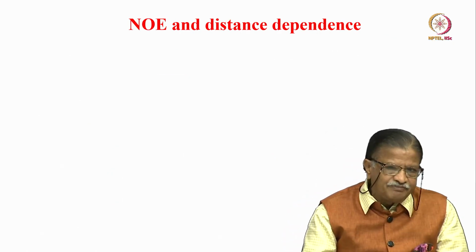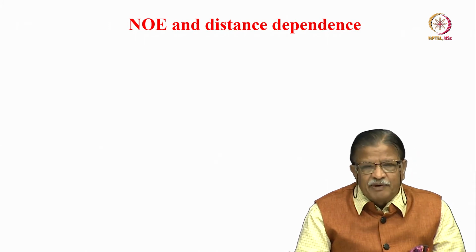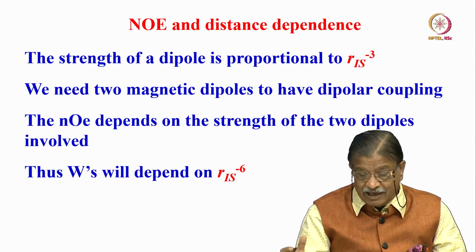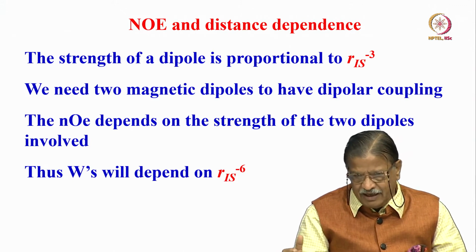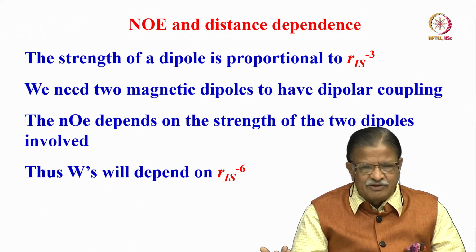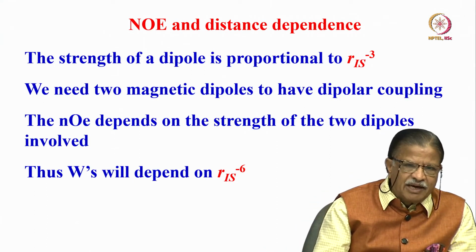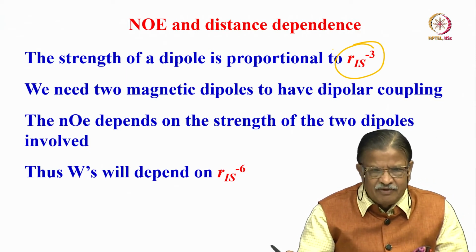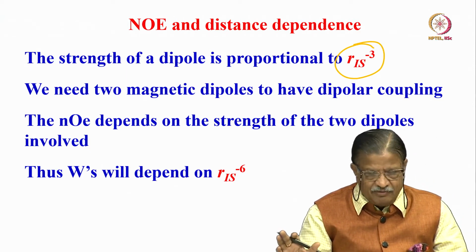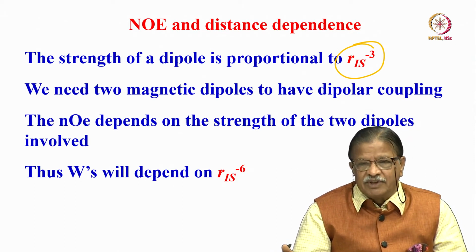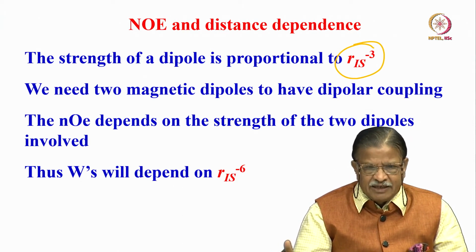And NOE also depends upon the distance, we said 1 over r to the power of 6. Of course, we can calculate NOE also. We can do the experiment and find out what is r_IS, etc. We will discuss those things later if there is time. But remember, the strength of the NOE depends upon r_IS to the power of minus 6. The dipole interaction depends upon the inverse cube of the distance between two interacting spins. That is the dipole coupling.